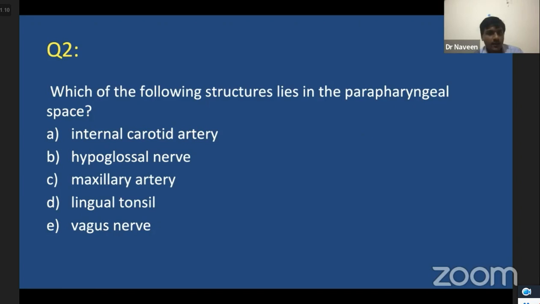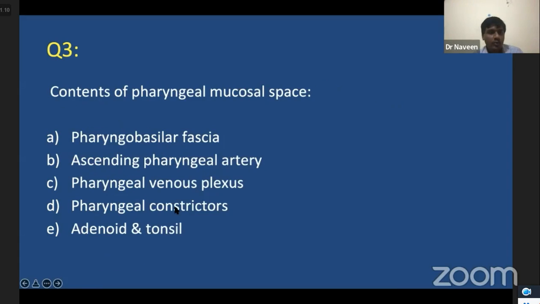C is right. Lingual tonsil is not a part of the parapharyngeal space. Internal carotid artery is a part of the carotid space. Maxillary artery is the correct answer. Vagus is again a part of the carotid space. So maxillary artery is the right answer. Right, on to the third question.